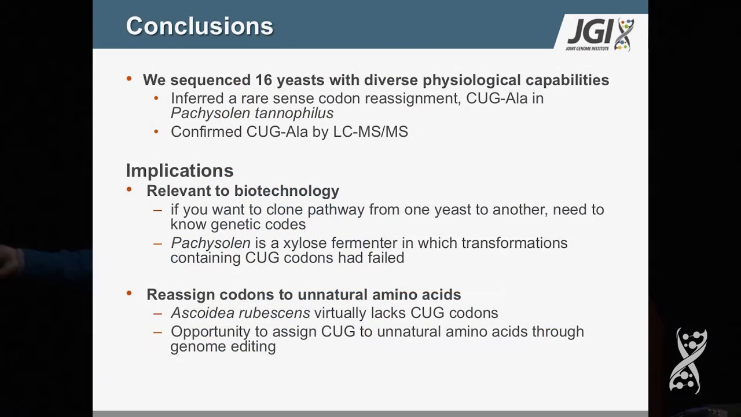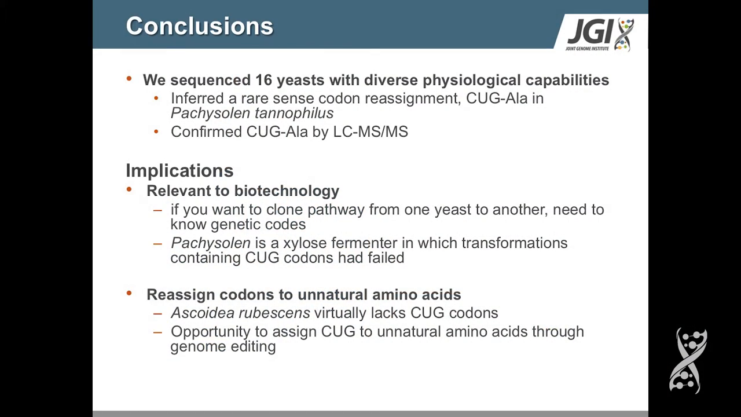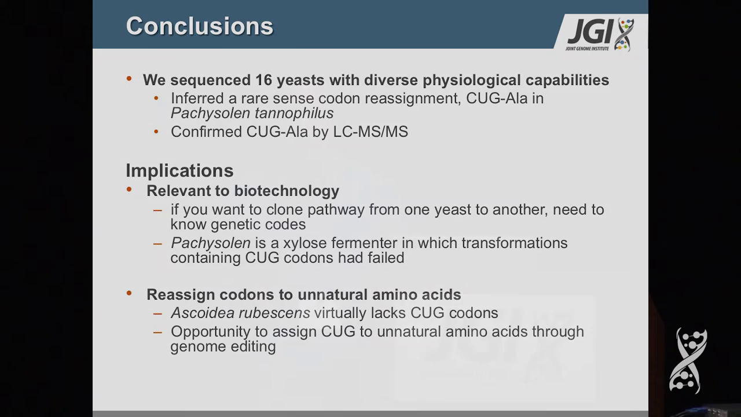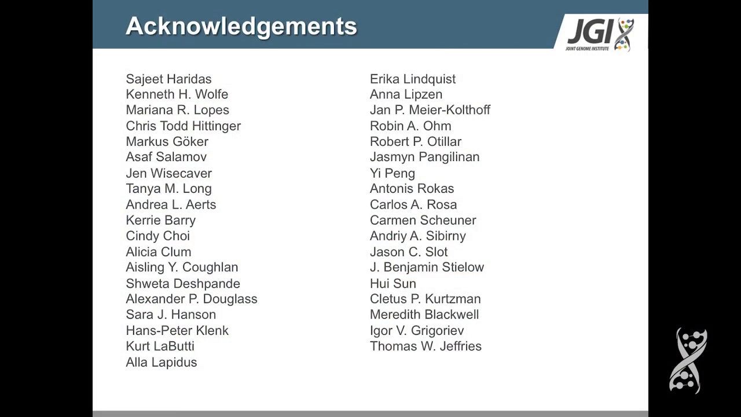Indeed, transformations that we tried before with Pachysolon tenophilus did not work. If they had a CUG codon, we didn't know why. Now we do. And this also, in a yeast such as Ascoidia, which lacks almost entirely CUG codons, that CUG could be assigned to an unnatural amino acid through genome editing and used to produce unnatural proteins. So thank you for listening, and thanks to all these people.